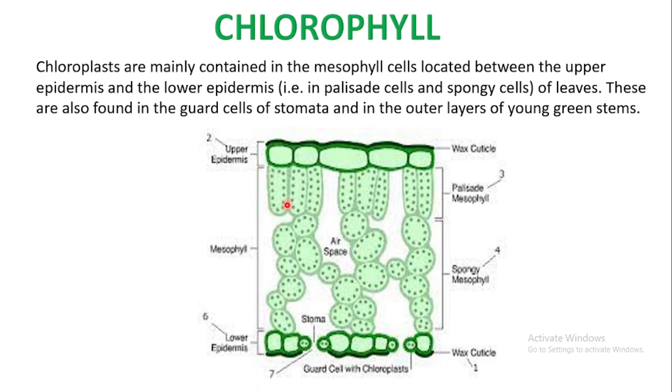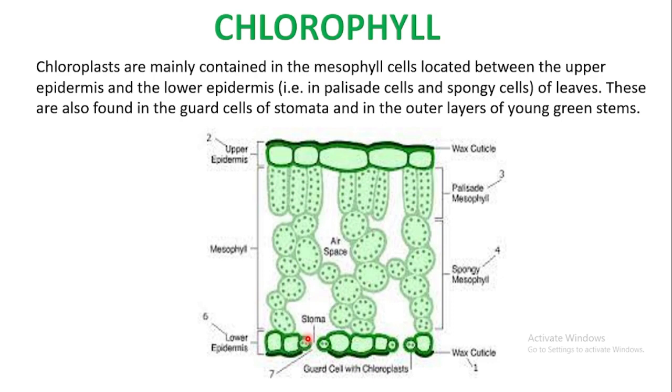So, these are the palisade tissues. Mesophyll cells are divided into palisade mesophyll and these are spongy mesophyll. Can you see? These ones are spongy mesophyll which have air space in between and the top layer has palisade mesophyll. So, maximum of your chloroplasts are contained in these mesophyll cells. And in palisade and spongy, the maximum number is there in palisade.